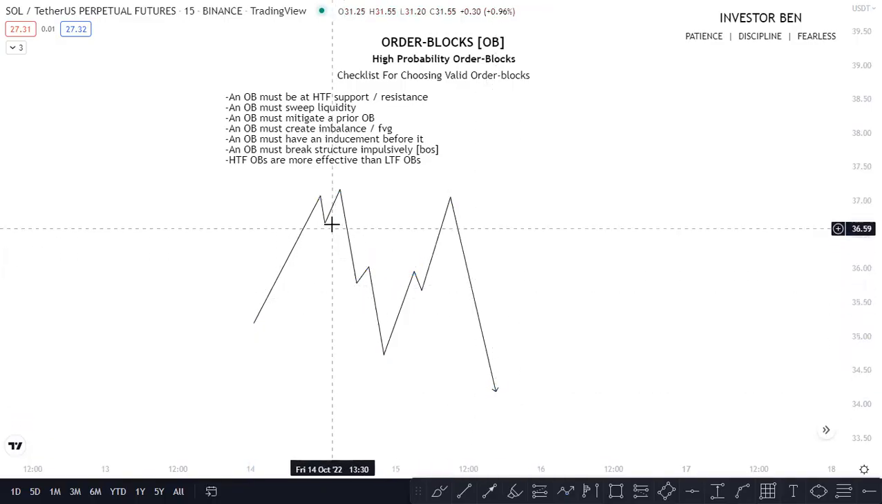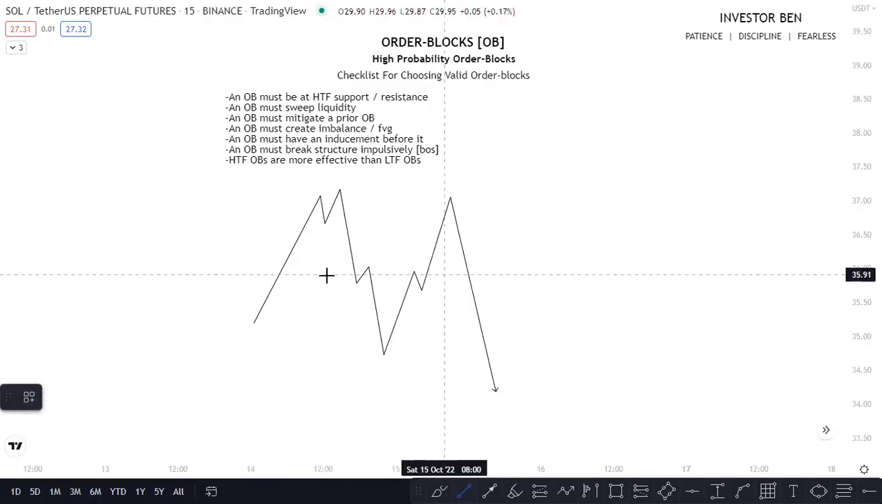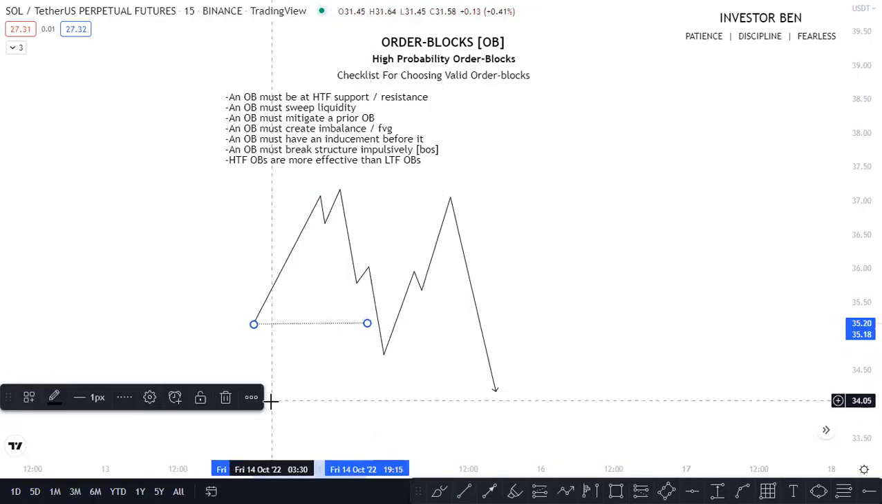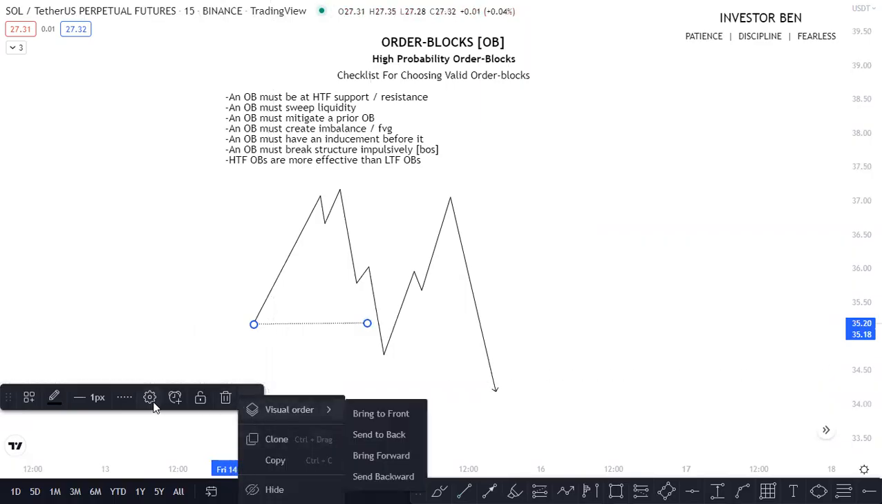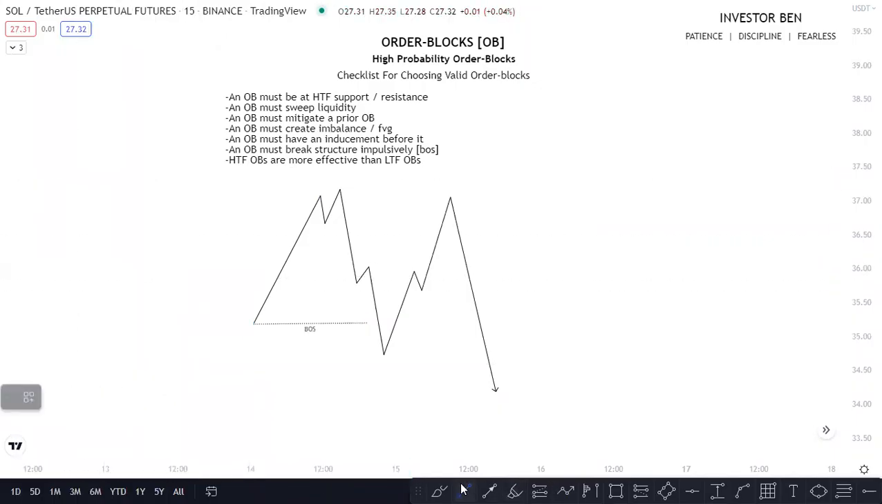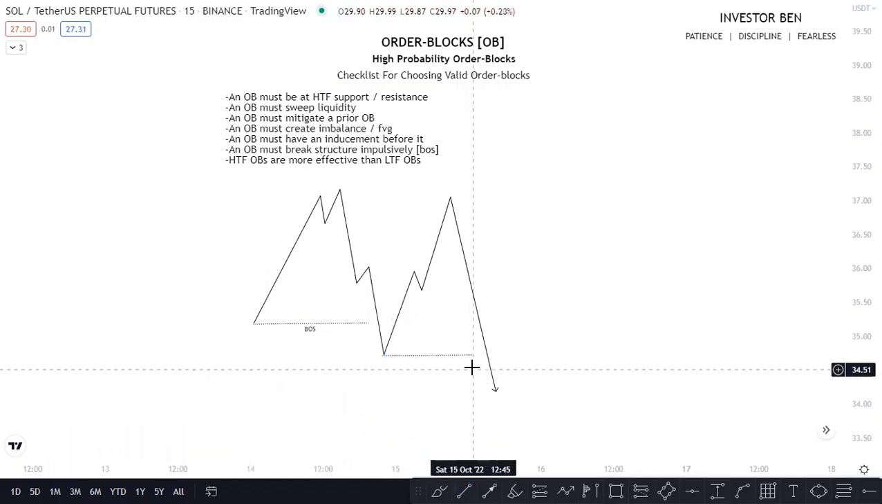So now let's look at this structure. There is something nice about this structure. Here we broke structure. We have a BOS here, and we also have another BOS at this point.